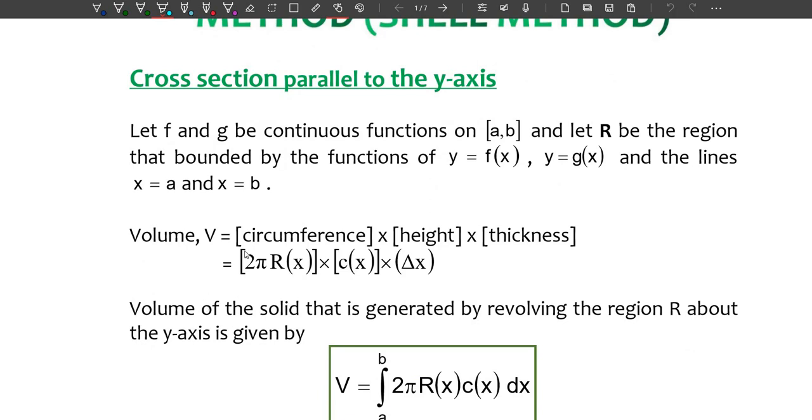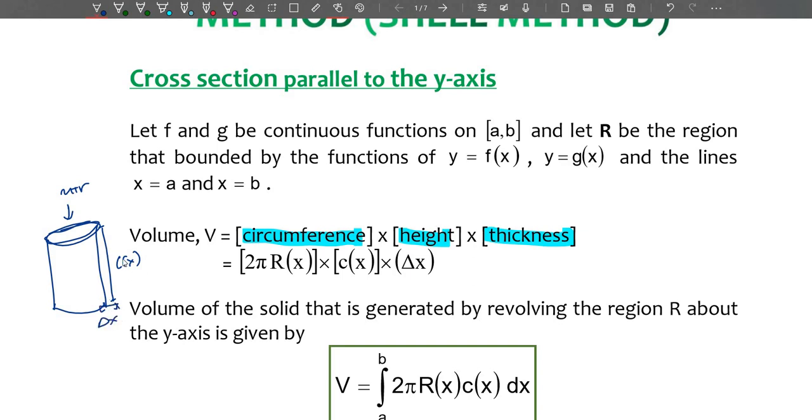Therefore, the volume V would be the multiplication of circumference with the height and also the thickness. 2 pi r refers to the circumference, the height will be c(x), and the thickness will be delta x. For example, if you look at this cylinder, this is what we call the circumference, 2 pi r, and then we multiply with the height, written here in terms of c(x) because it is a function here, and delta x will be the thickness of the cylinder itself.